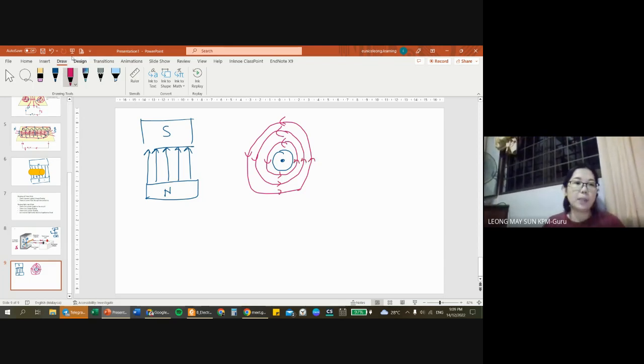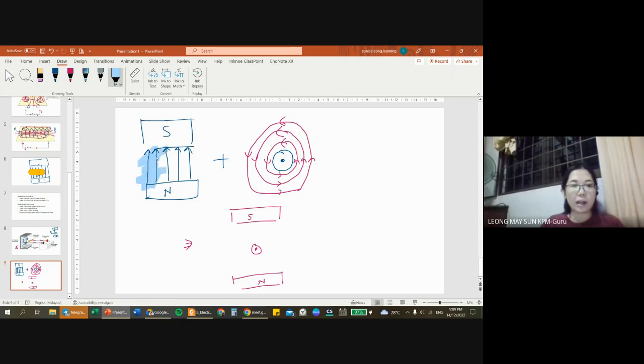So what happens for a catapult effect is that we want to add these two together. So when we add these two together, the resulting effect, okay, this is south pole, this is north pole, and then we put a wire in the middle here. Now how we want to analyze is we have to analyze one by one. First, we analyze the left hand side.